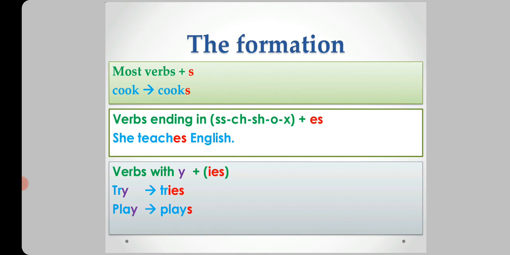Try, y is preceded by r, and this is a consonant letter. So we can change y into i and add es to the end of the verb. Try, tries. But play, y is preceded by a vowel letter which is a, and we can't change y into i, only we can add s.